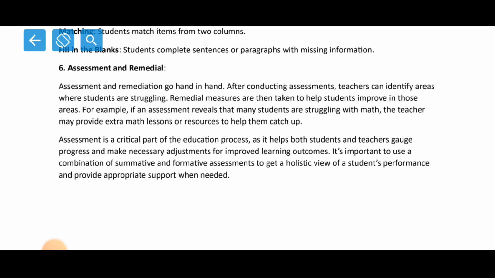Now, assessment is a critical part of the education process, as it helps both students and teachers gauge progress and make necessary adjustments for improving learning outcomes. It's important to use a combination of summative and formative assessment to get a holistic view of a student's performance and provide appropriate support when needed.